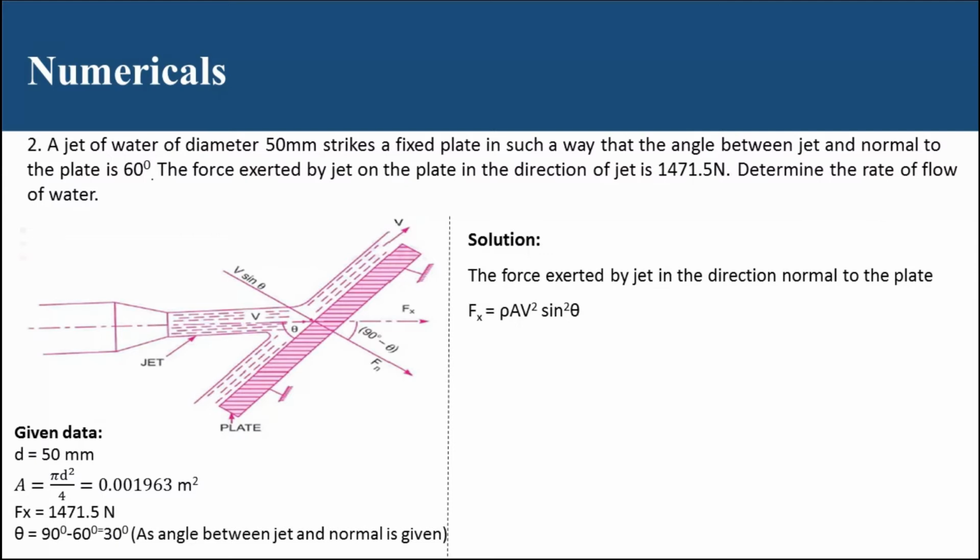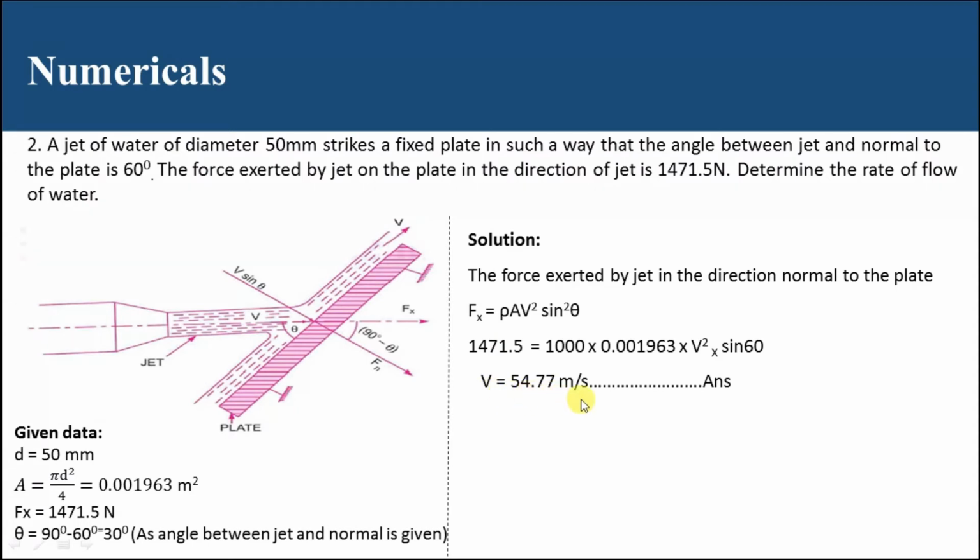So we know the force exerted by the jet in the normal direction, in the direction of jet, is rho a v square sine square theta. Okay, so put all the values. So Fx is 1471.5 equals mass density of water is 1000, area already known to us 0.001963, into v square into sine 30 degree. Here a printing mistake is there, it is sine 30 degree. Okay, so solve this case.